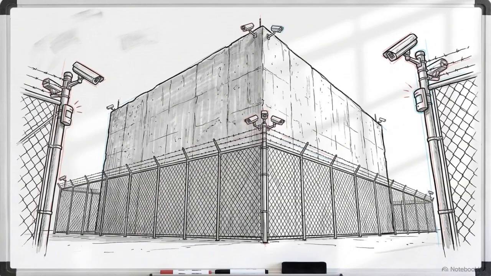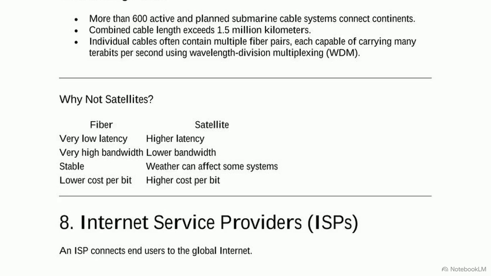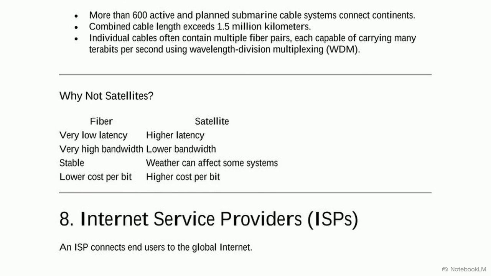Often, these handoffs occur inside internet exchange points, massive, highly secure physical buildings where competing network providers physically plug their cables into one another to reduce transit time and bandwidth costs. When packets need to cross an ocean, they almost never go to space. This comparison table shows why. Satellites suffer from significantly higher latency and lower bandwidth compared to physical glass.